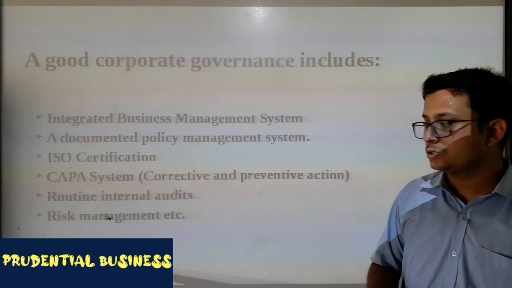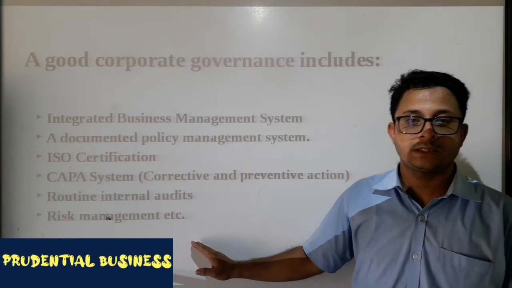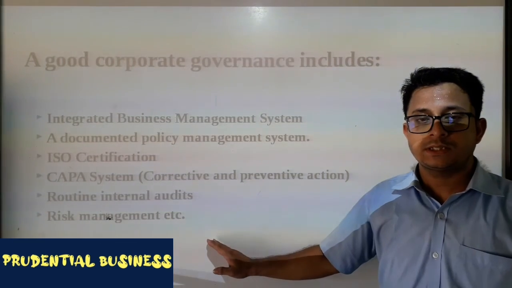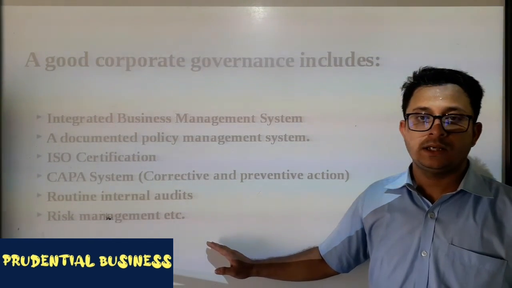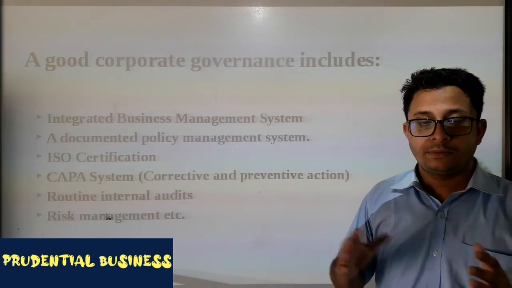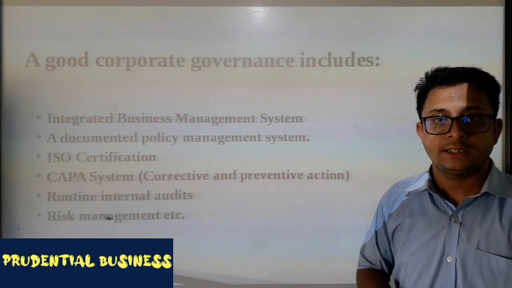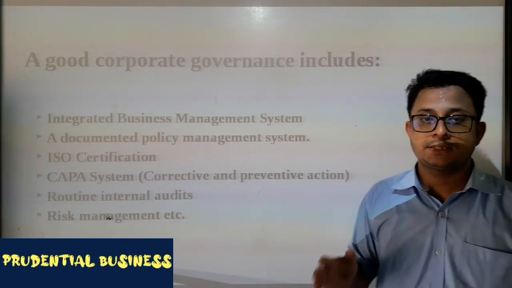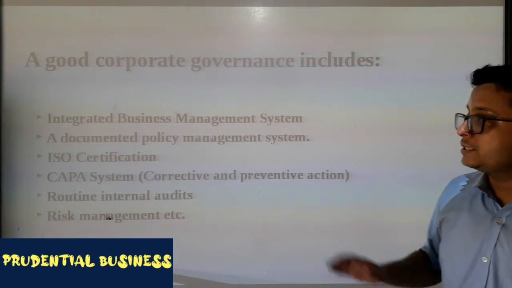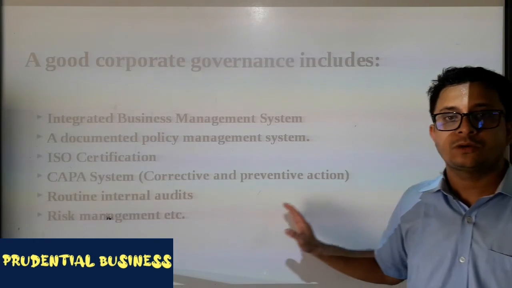So in order to avoid such a possible situation, and in order to avoid the risky activities of the organization, it is very necessary to have a risk management system. The risk management system will prevent the company from undertaking any risky activities, and it will also make the company pay the shareholders their fair share of profits, that is the dividends. Okay, so these are the various contents of corporate governance.